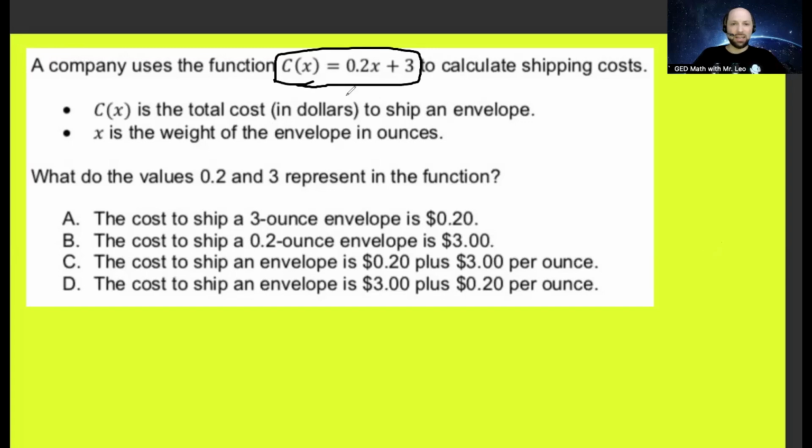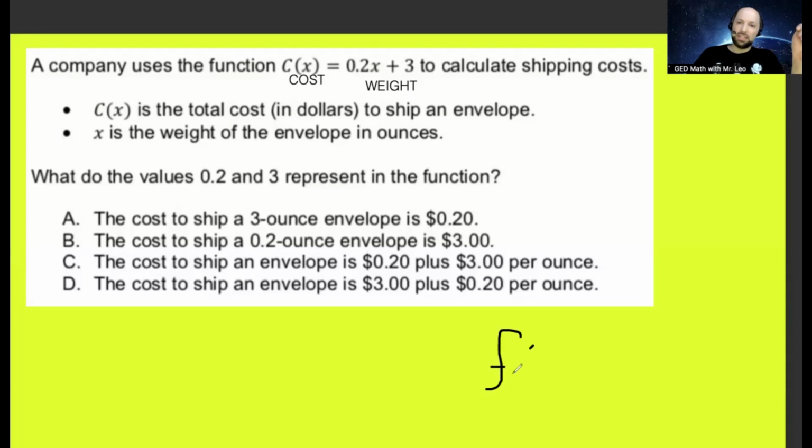So let's just look at that again. X is the weight. That's right here. This part is the weight, the x here. And C of x is the total cost. You might wonder, why do they use these letters? Why is it this way? That's sort of a subject for another video, but I will tell you very briefly.